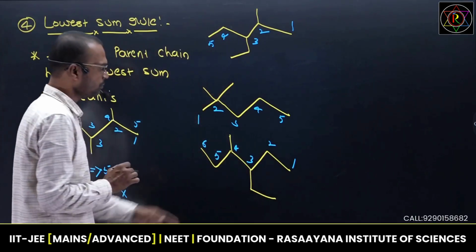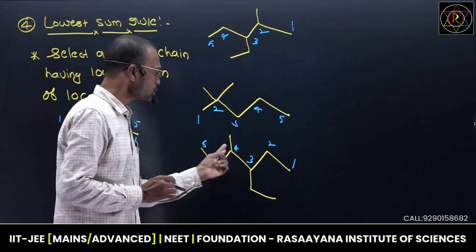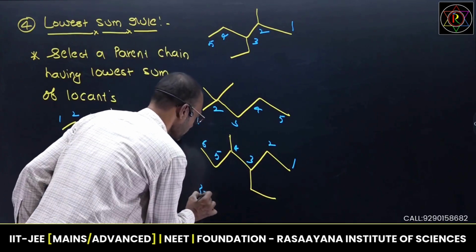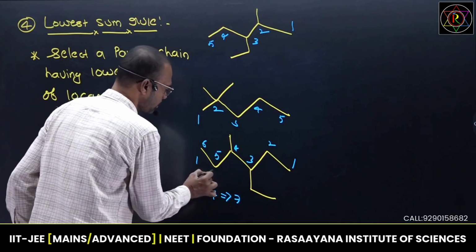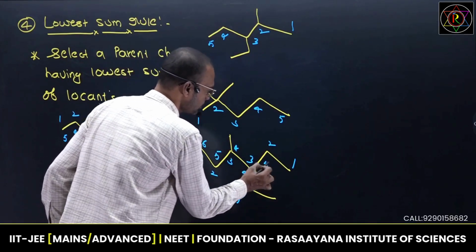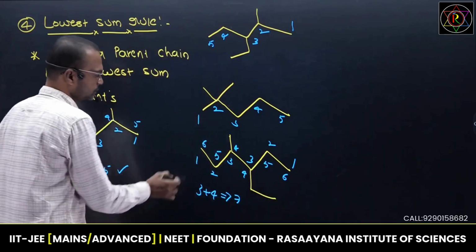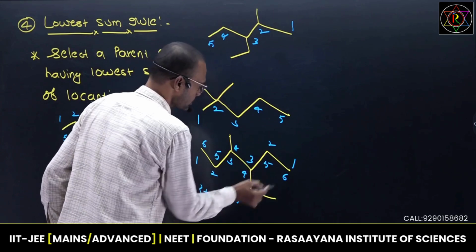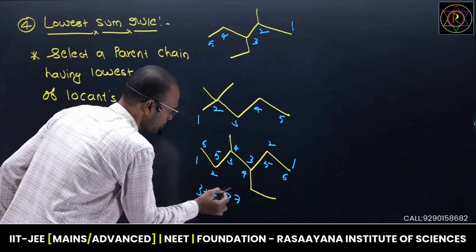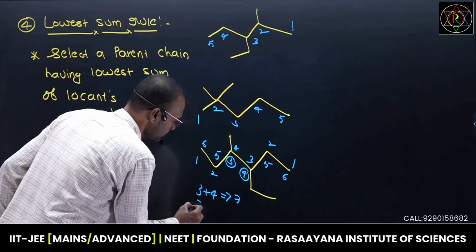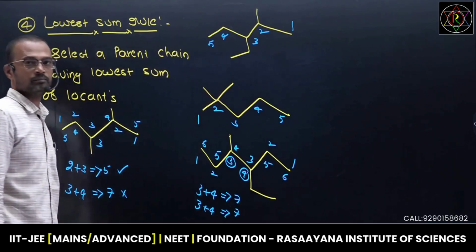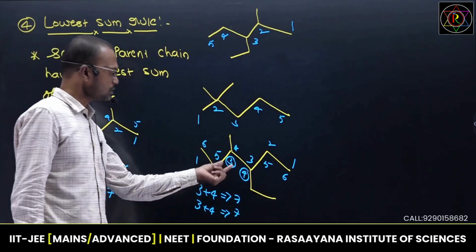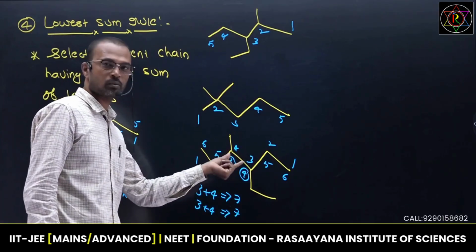If I give numbering from right to left, the third position and fourth position carry locants. 3 plus 4 is equal to 7. And if I give numbering from the below direction, 1, 2, 3, 4, 5, 6, here also see 3 and 4. These two numbers you concentrate on: 3 plus 4, here also the same. So the sum of locants is the same in this case, and in this case also the sum of locants is the same.